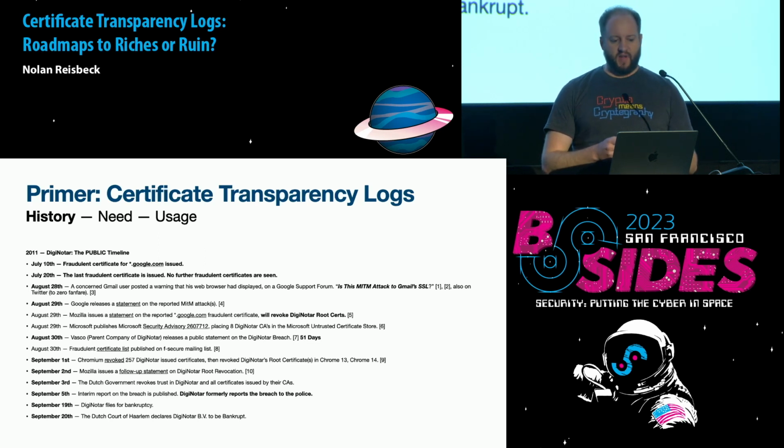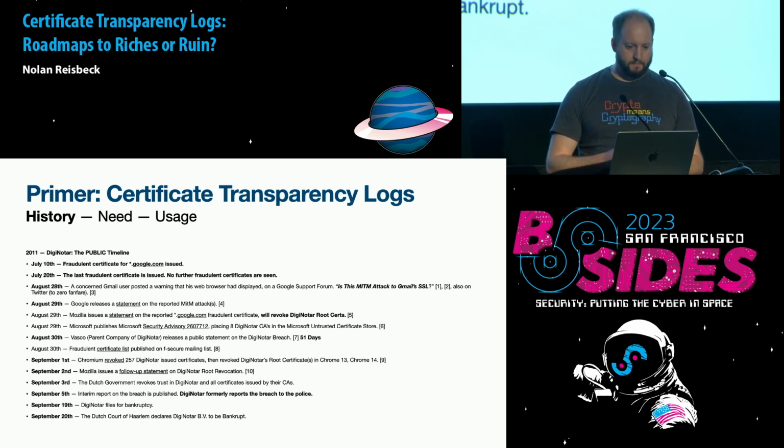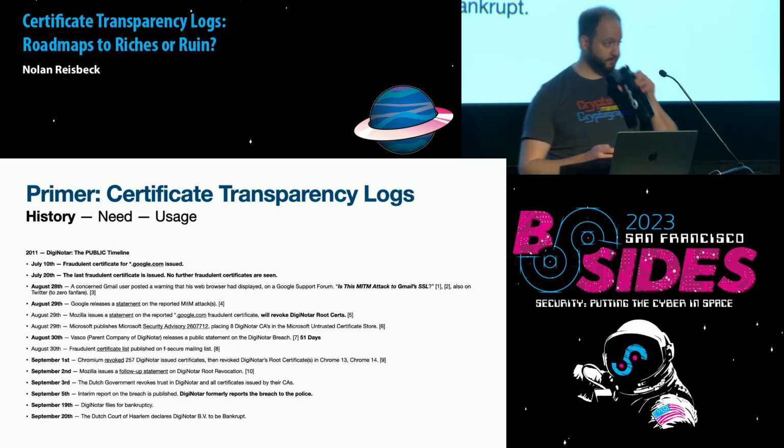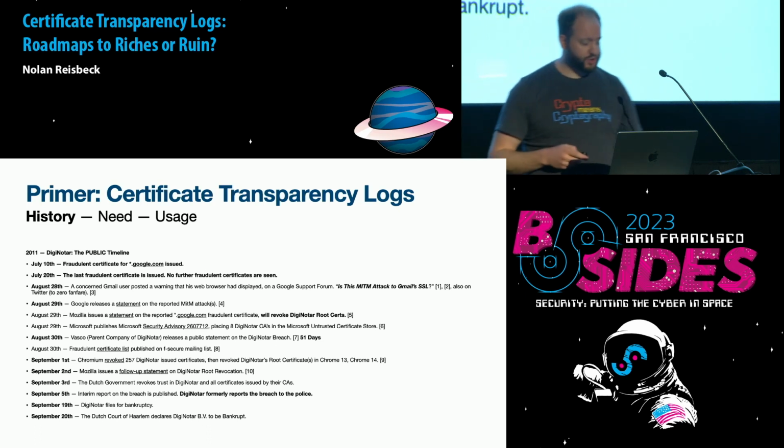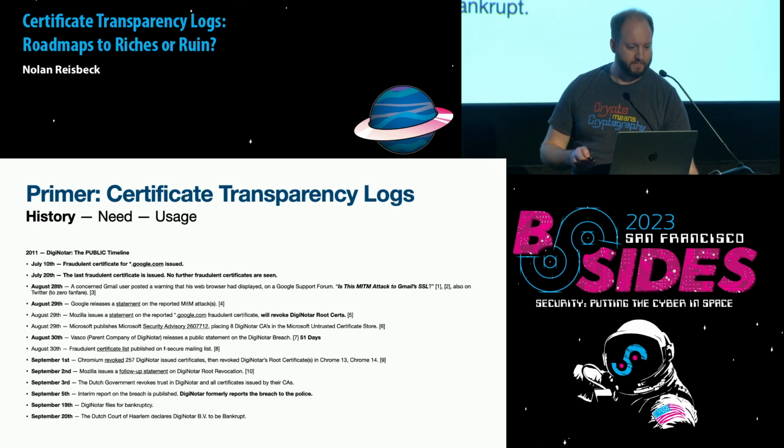The day after that, Vasco, the parent company of DigiNotar, issued a public statement basically downplaying it. Now, if you're following along, that was 51 days after the fraudulent certificates had been issued, which isn't really a great look. They kind of slow-rolled that, and they really didn't say too much about it. They said that they were looking into it, and basically said that it really wasn't too much of a cause for concern, which I think we can all agree it should have been.